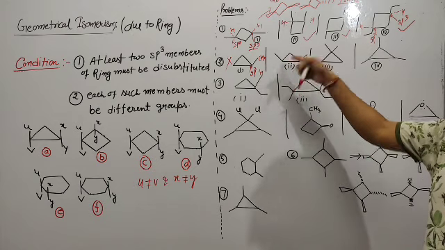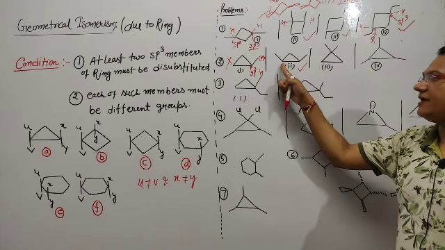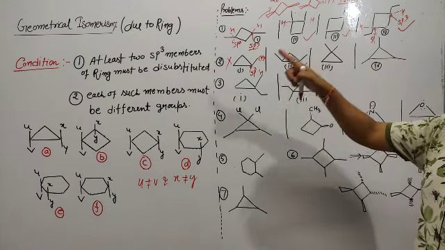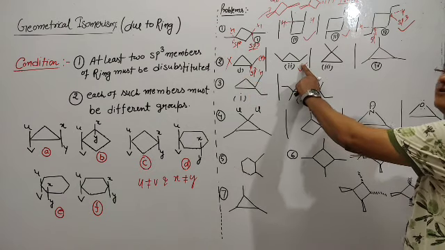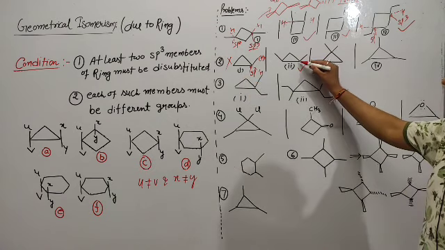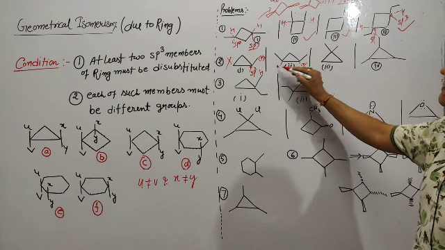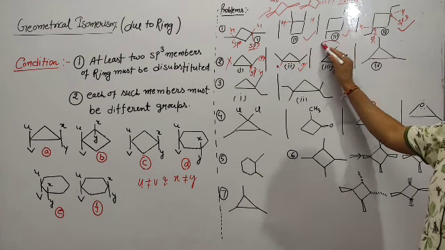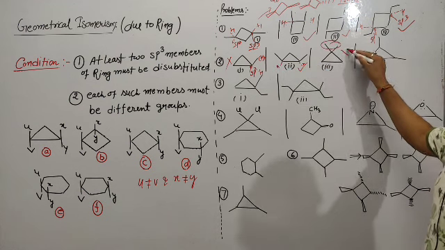Minimum 2 sp3 hybridized carbons, yes. In this case there are 2 sp3 hybridized carbons, and each carbon has different groups. Absolutely correct: hydrogen here and hydrogen here. Now in this case both groups are the same, so not GI.